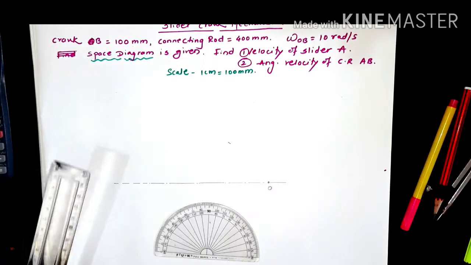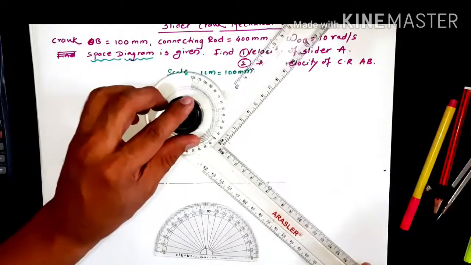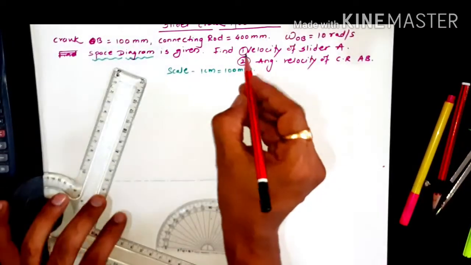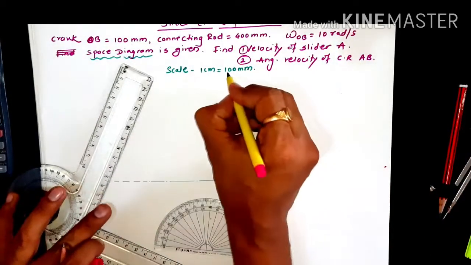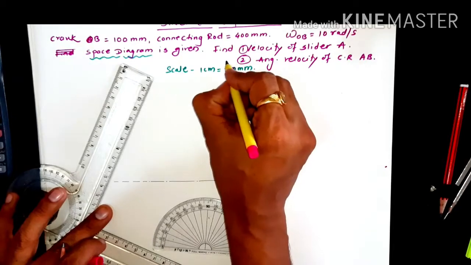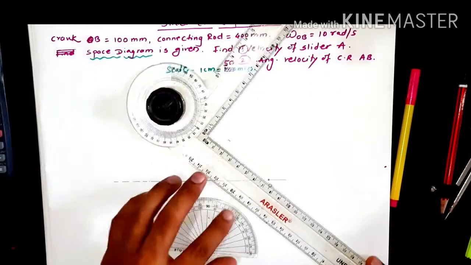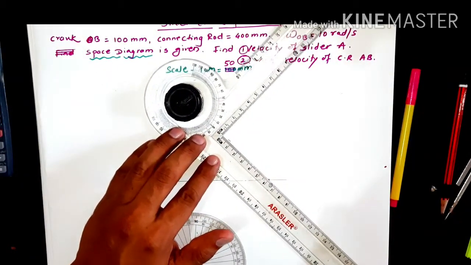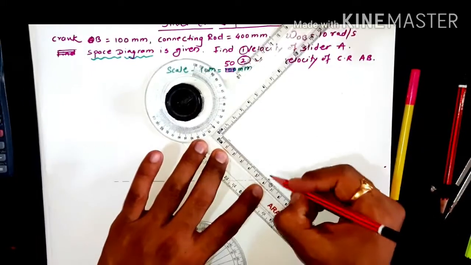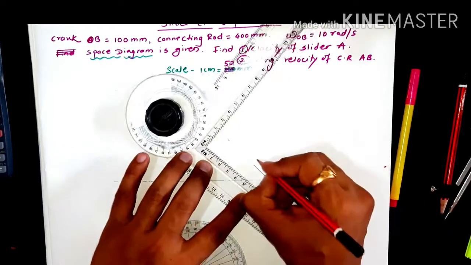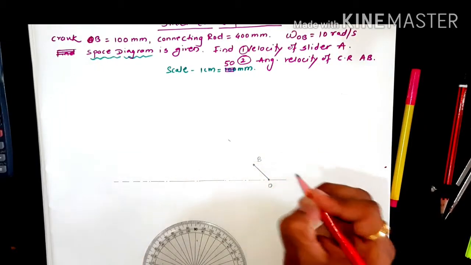So I have fixed point O, and now OB is at 45 degrees, with a length of 100 mm. Let us take a larger scale so that the diagram will be visible. Instead of 1 centimeter equal to 100 mm, let us make it 1 centimeter equal to 50 mm. So I'm going to draw a 2 centimeter line lying at 45 degrees to the horizontal. So this is a 2 centimeter line, and this is my point B.